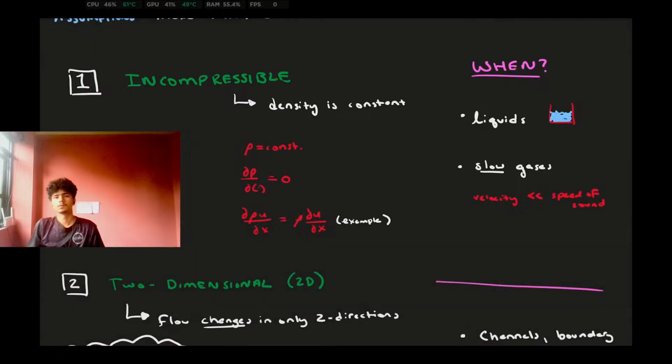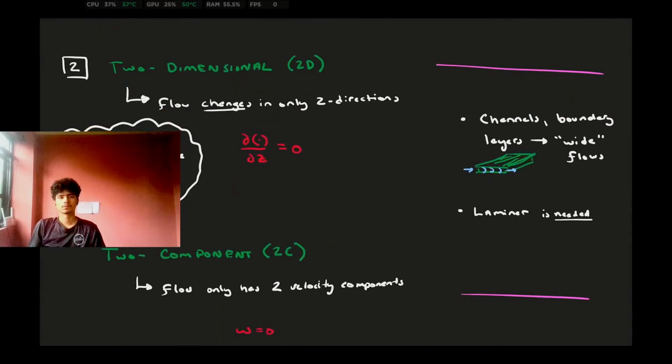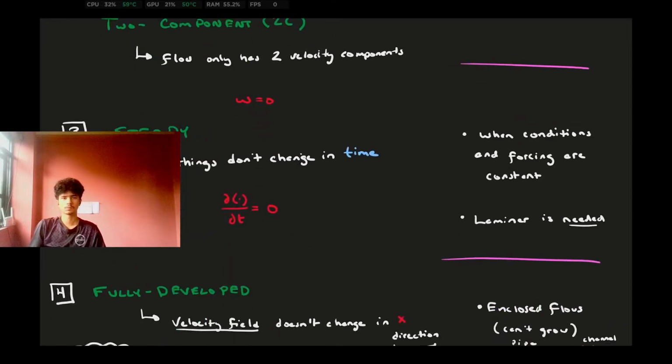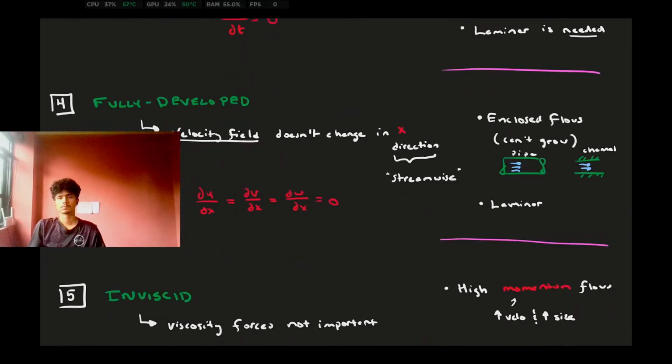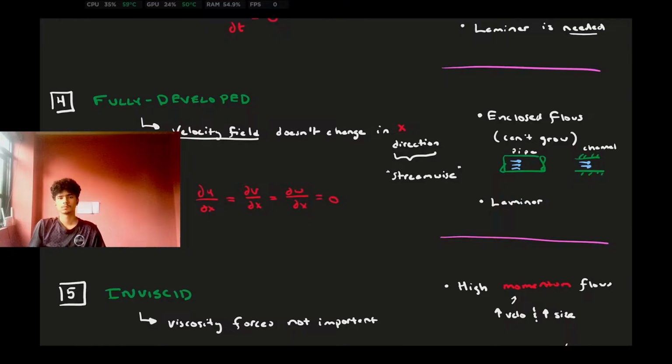Incompressible means density is constant, and it's for liquids and slow gases. Two-dimensional and two-component means nothing changes in z, and there is no w velocity, common for channels and boundary layers. Steady means no change in time of any quantity, which happens when your boundary conditions and forcing are constant. Fully developed says the velocity doesn't change in x, most seen in closed flows like pipes and channels.